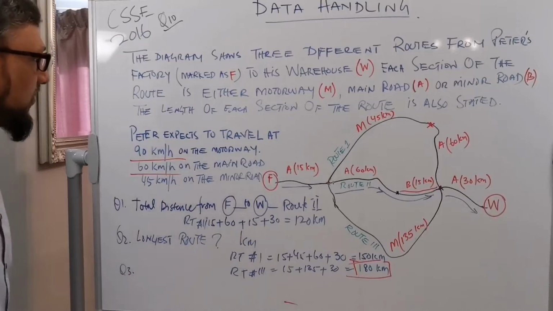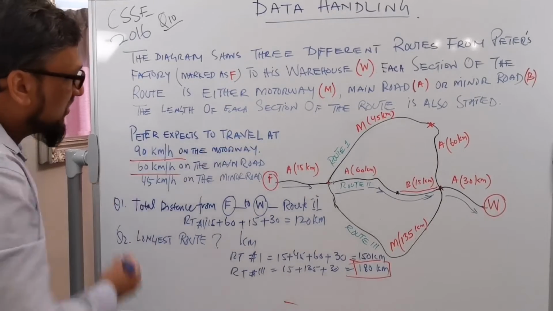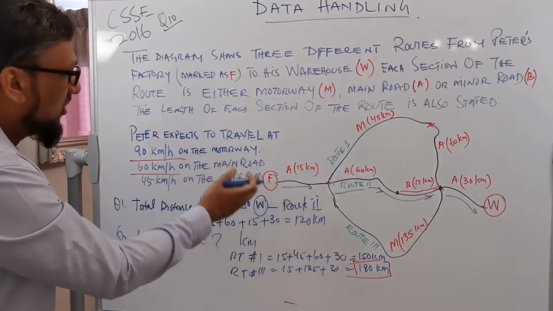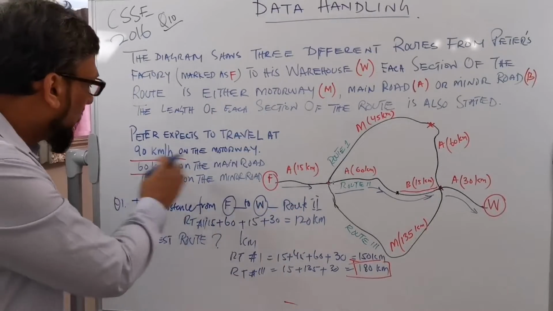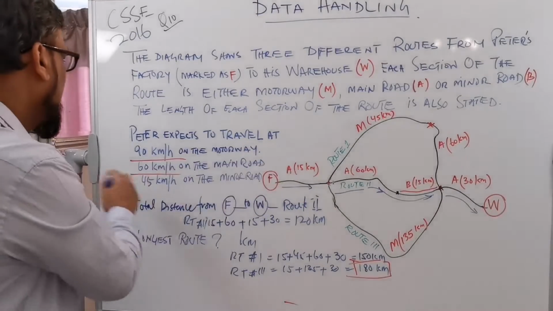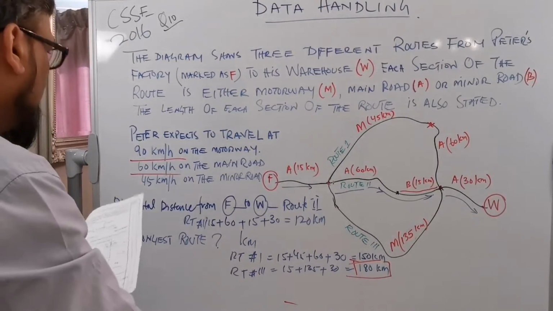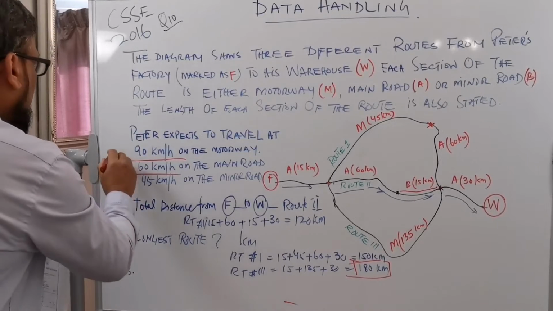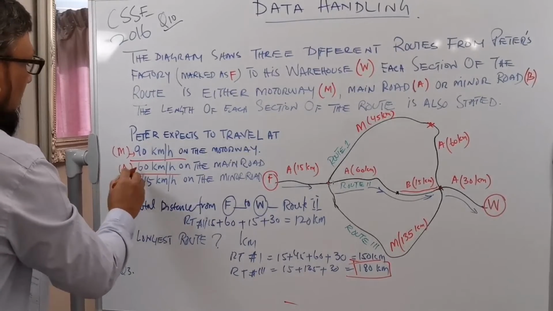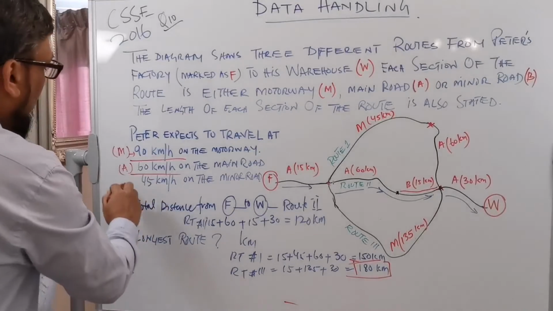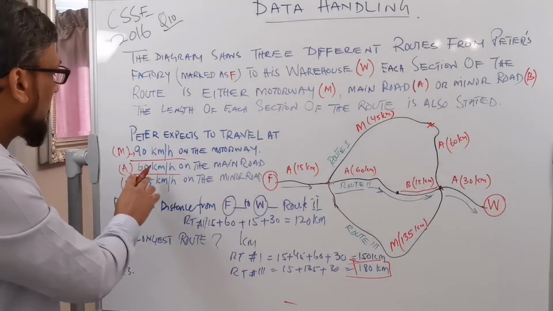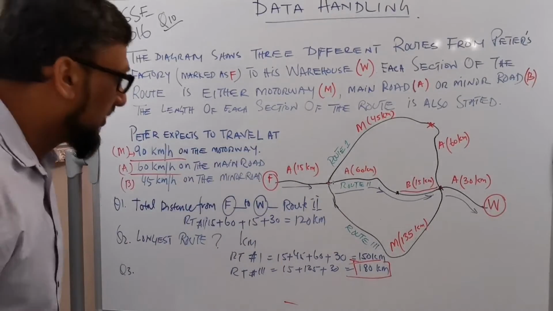We are going to hear how many speed. So 90 kilometer per hour for the motorway, 60 kilometer per hour on the main road, and 15 kilometer per hour on the minor road. Okay, so I can write down here, it's easy to understand. This is speed for motorway, A is a main road, and the minor is represented by B. So he traveled on a main road 15 kilometer using 60 kilometer per hour.